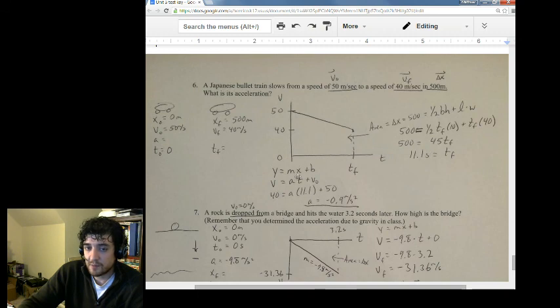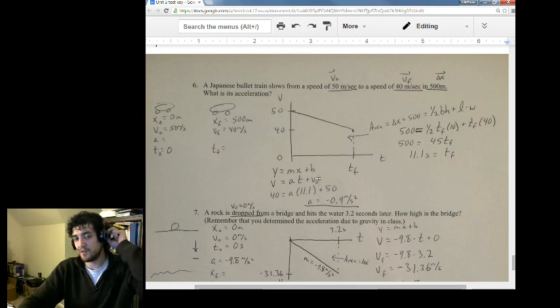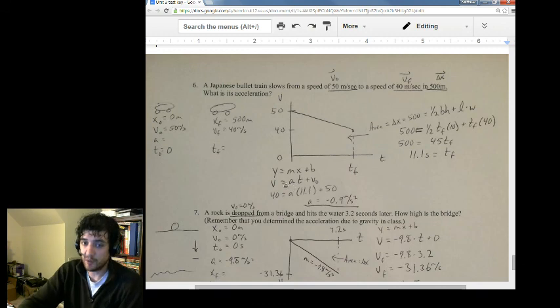Taking that, putting it into the equation of our line. The y value is the velocity, the slope is the acceleration, which is what we're looking for. The x value is the time. The y-intercept is the initial velocity. Filling in what we know, that at TF, which is 11.1, the velocity is 40. So we can fill that in. 40 is whatever the acceleration is, times the time, 11.1 seconds, plus the initial velocity of 50. Subtract the 50 over there, gives you -10.